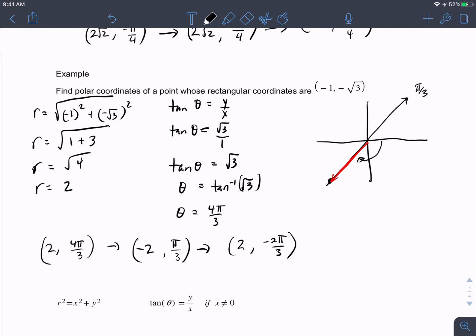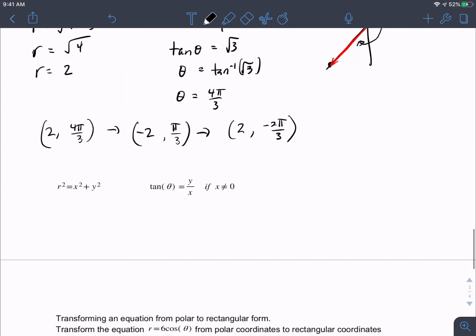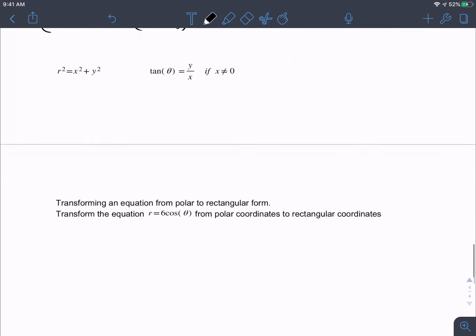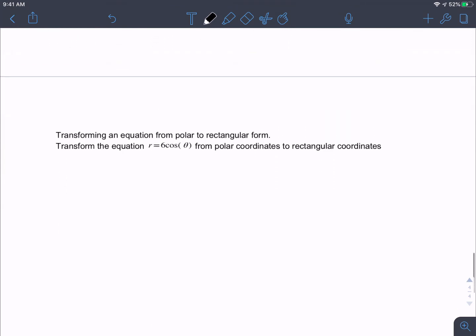All right, let's do another example. Now here we're going to take an equation in polar and turn it into rectangular. And so we have our polar equation of r is equal to 6 cosine theta. We can do some algebraic tricks to it. So if I multiply both sides by r, I'm going to get r squared is equal to 6r cosine theta. But what's cool is, isn't this part that I just highlighted, isn't that x? And so I can say r squared is equal to 6x.